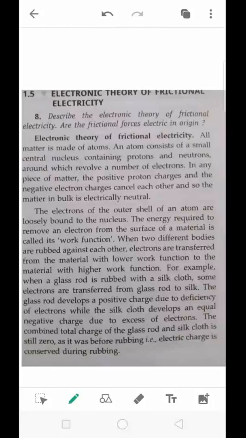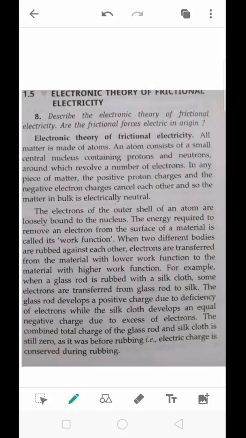Now let us see the frictional theory, or electrostatic or electronic theory, of electricity. What is this theory? What is the frictional theory of electricity? Why is one rod, when it is in contact or rubbed with another object, acquiring charge? How is it happening? This is understood when we go in detail into the intrinsic properties of atoms, right? We know very well about the structure of the atom.